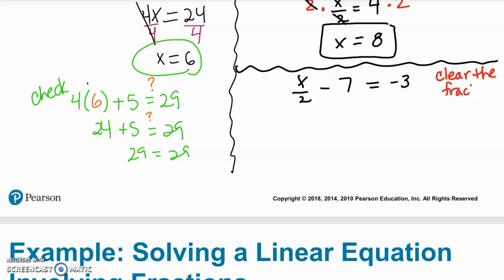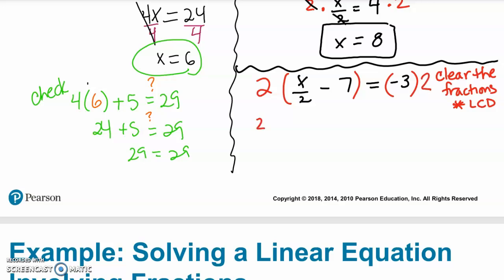So clearing the fractions will be the first step. And to do that, you multiply by what's called the least common denominator. Now, we will talk more about what the least common denominator is. But in this case here, you only have one denominator. So with one denominator, the least common denominator is only possible to be that one. And so I'm going to multiply by the least common denominator, and I have to multiply everything.